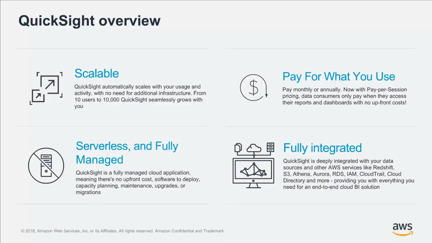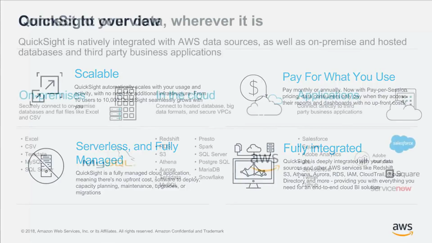And then lastly, as an AWS solution, QuickSight is deeply integrated with all of the different AWS solutions that are relevant for doing a full end-to-end cloud BI solution. So whether it's data sources like Redshift or S3 or RDS, as well as other administrative tools like IAM and CloudTrail for auditing and monitoring, QuickSight's deeply integrated with all of the relevant AWS services so that you can really build a native AWS end-to-end BI solution in the cloud.